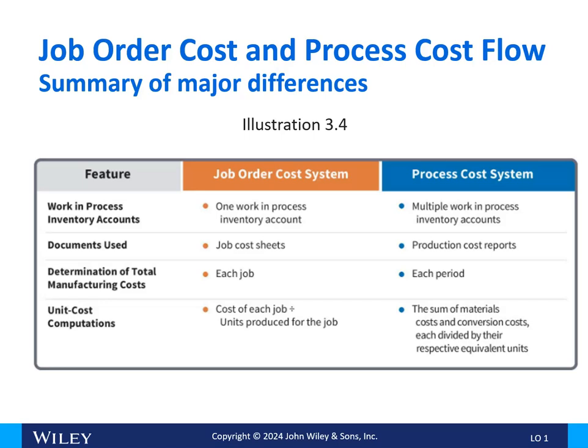And unit cost computations: it's the cost of each job divided by the units produced for that job to get a unit cost under a job cost system. Under a process cost system, it's the sum of materials and conversion costs, each divided by the respective equivalent units. And a little bit later, we'll talk about how to calculate that and what equivalent units actually means.